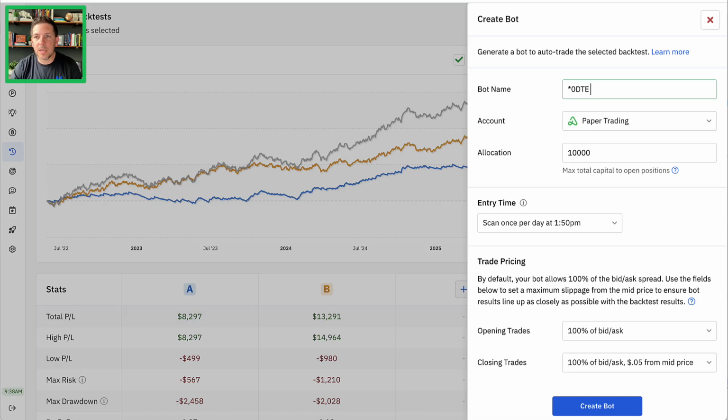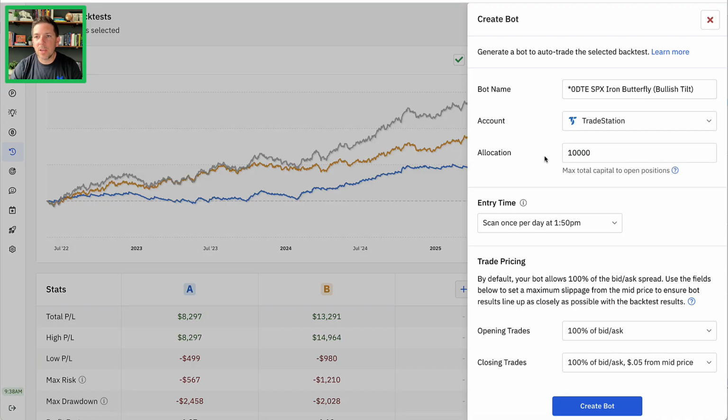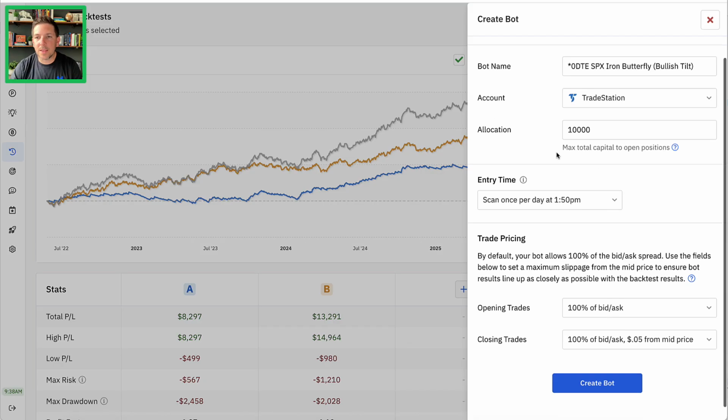So 0DTE, SPX, we'll call it Iron Butterfly, slightly bullish. We'll just call it Iron Butterfly Bullish Tilt, so that we know what it is. I'm going to put it in the same trading account, which is my TradeStation account. Starting capital, going to do the same thing at $10,000.